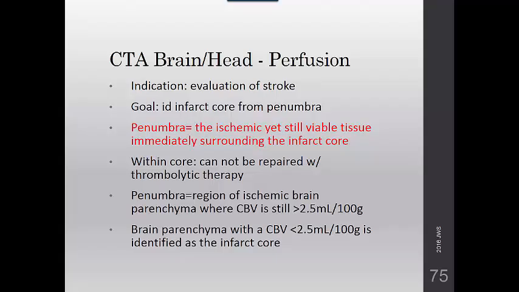Then we place region of interest measurements over well-opacified arteries and an area of venous outflow. An example of that would be the anterior cerebral artery and the superior sagittal sinus. In the computer software, we utilize the region of interest information to generate color-coded CBF, CBV, and MTT maps. As you can see, these are very complicated exams.